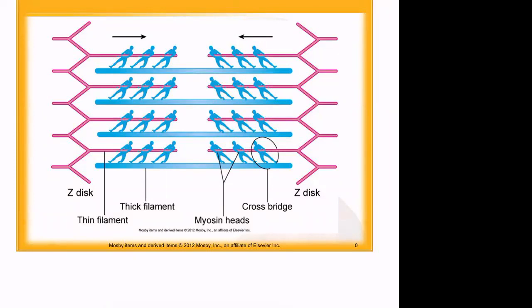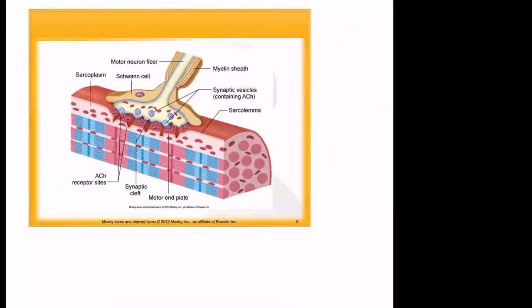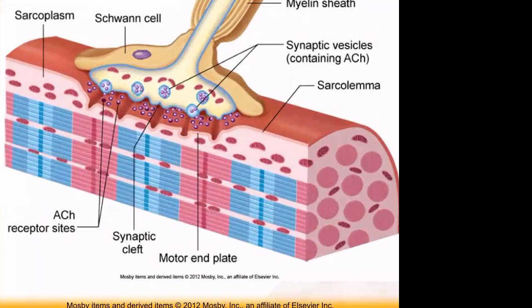All of that happens with the start of a signal coming down a neuron in the form of an electrical current. When it gets to the end of that neuron, it activates calcium channels, which then causes the release of acetylcholine. Acetylcholine crosses that neuromuscular junction and binds to receptors.